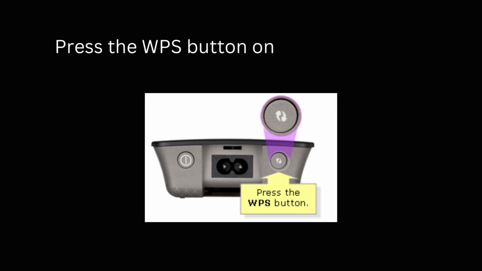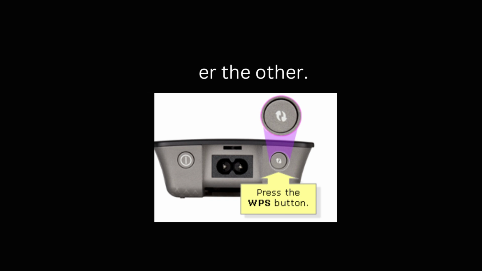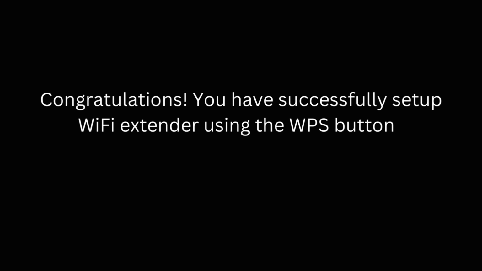Press the WPS button on each device, one after the other. Wait a couple of minutes until the WPS light appears on both devices. Congratulations! You have successfully set up the Wi-Fi extender using the WPS button.